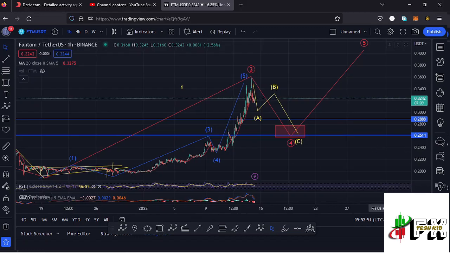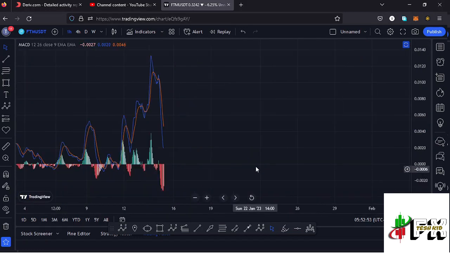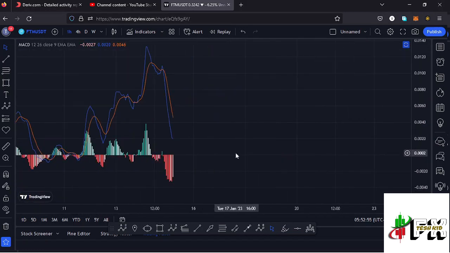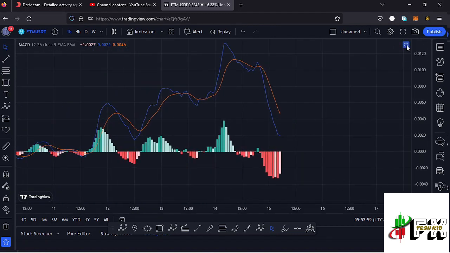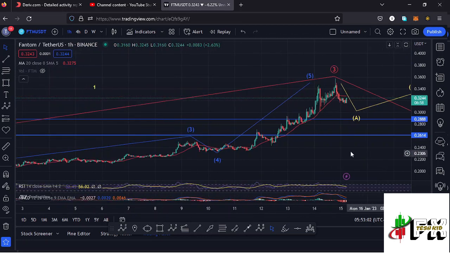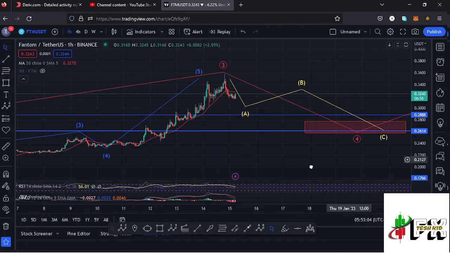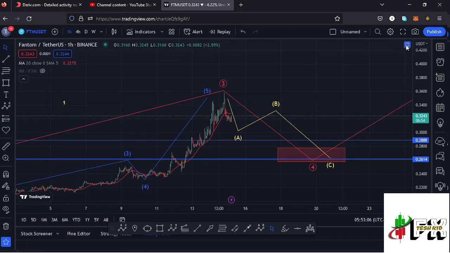And also taking a look at the MACD, here on the MACD we have printed a bearish cross, and we're also seeing an increase in the selling momentum, meaning lower prices are still coming our way. So let's be patient and see how that plays out, whether we are going to see that wave 4 to the lower side before we see that bounce to the upside in the formation of that wave 5.